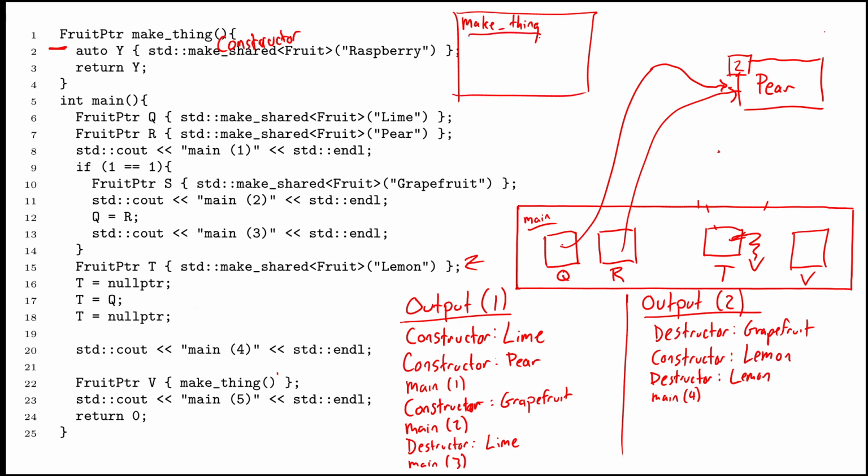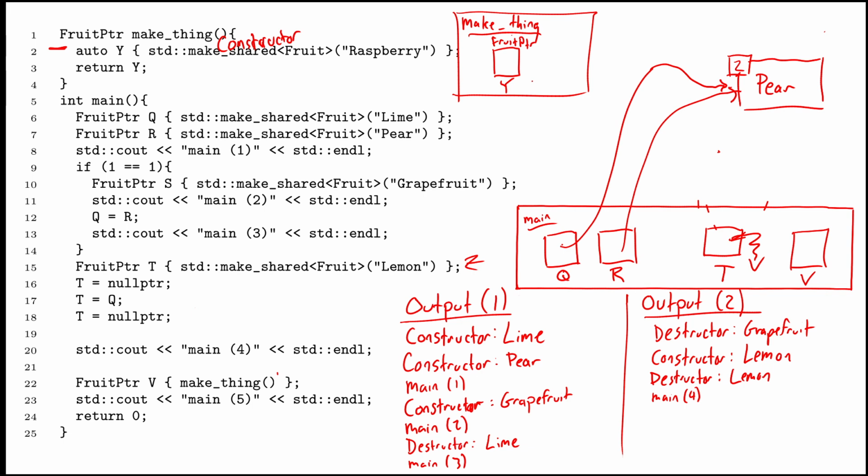There it is. The function takes no arguments, which means I'm all ready to go. The very first thing the function does is create something called y. Y has type auto, but I should know that the makeShared function returns a shared pointer to a fruit, or in our context, fruit PTR. Here I'm going to write that in because auto may not make that obvious to me.